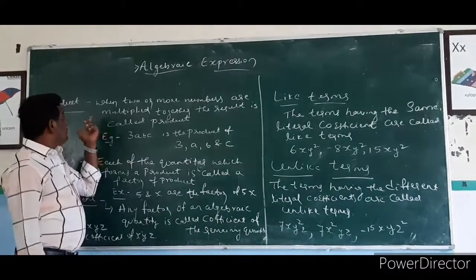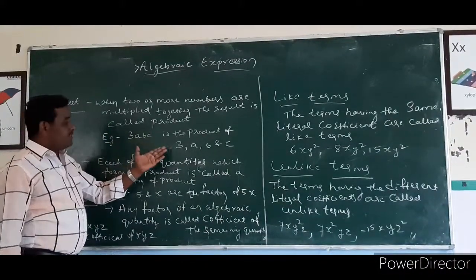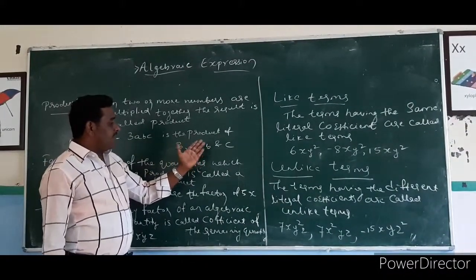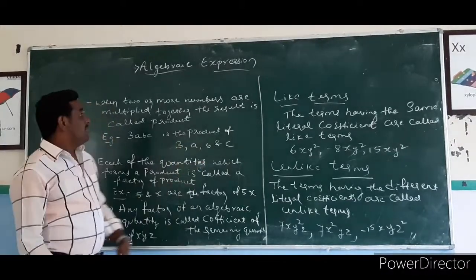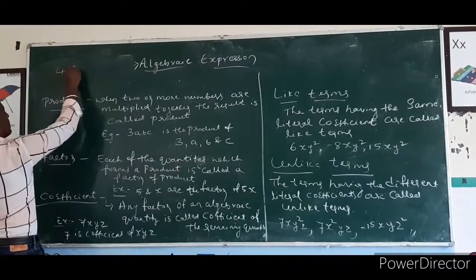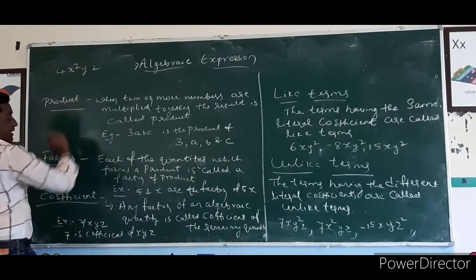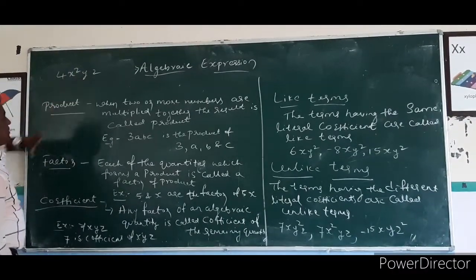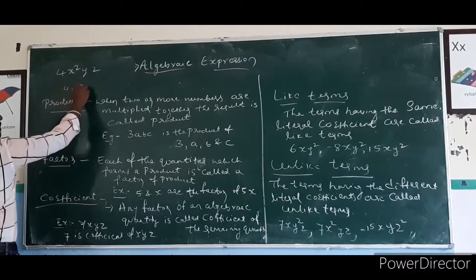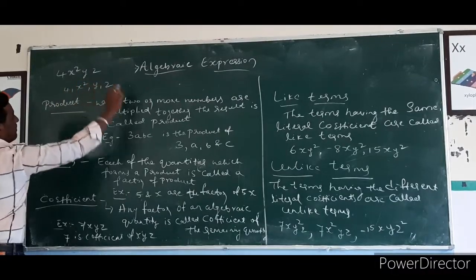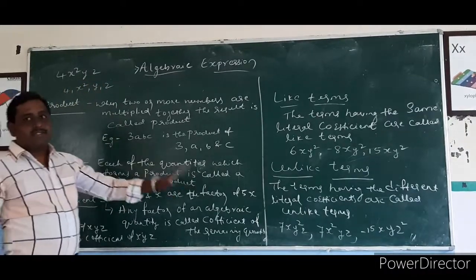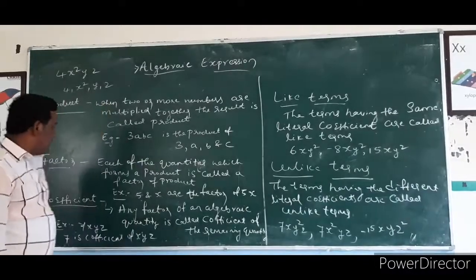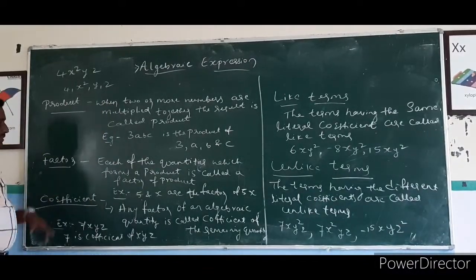So what is the product of 3abc? You have to write 3 comma a comma b and c. Suppose 4x square y z is given. Write the product of 4x square y z as 4 comma x square comma y comma z. You can write the product separately like this. So next is factor.